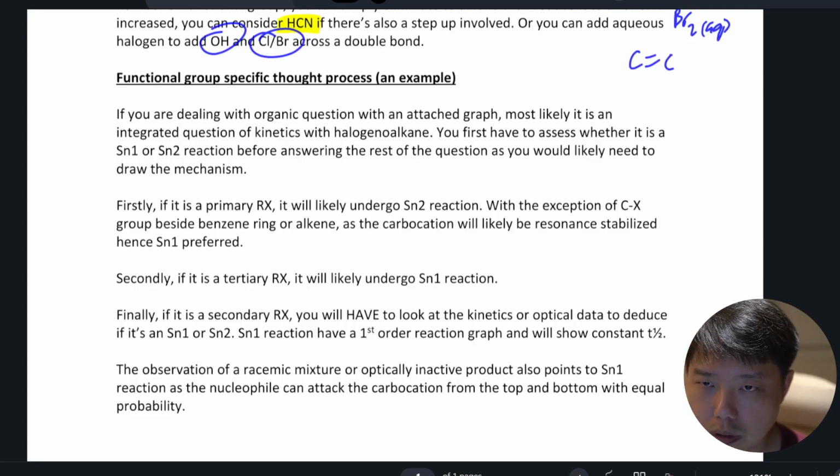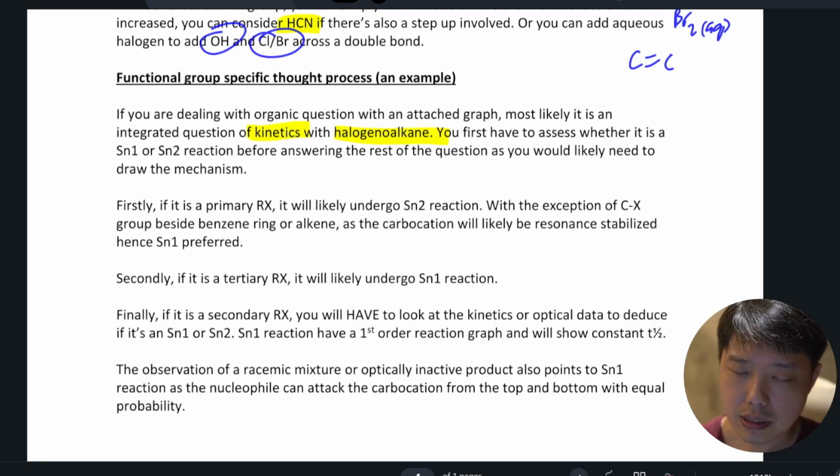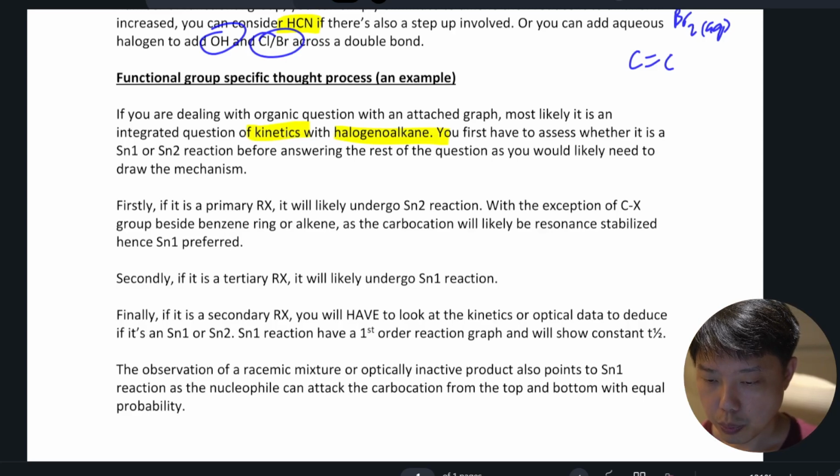Alright guys, today I want to share with you a thought process which you can use on a halogenoalkane type of question. So for example, if they give you an organic question with an attached graph, most likely it is an integrated question of kinetics with RX. Okay, kinetics with RX. This is a very common integrated question that they always like to put together.